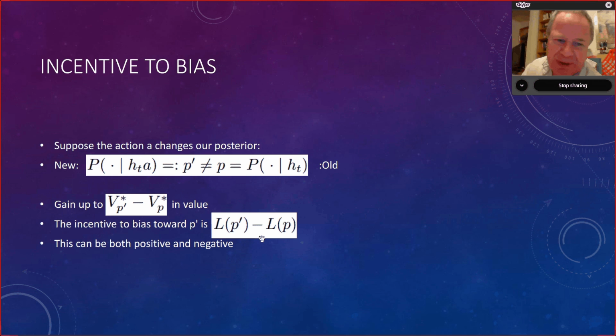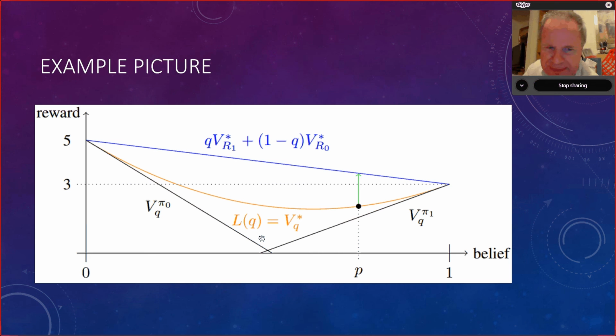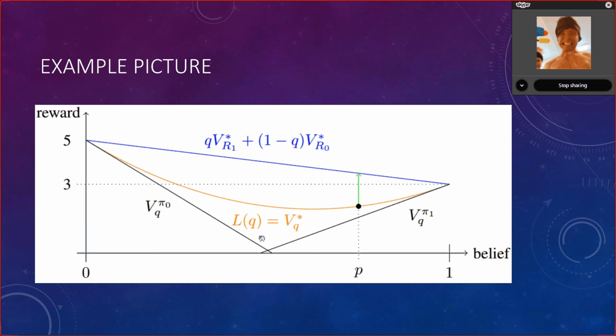Fair enough. So we'll get an example here with two reward candidates, and I'll go back and forth. If Alexander still can't see my screen, I'll go quickly back and forth between the slide called example with two reward candidates and the slide called example picture.